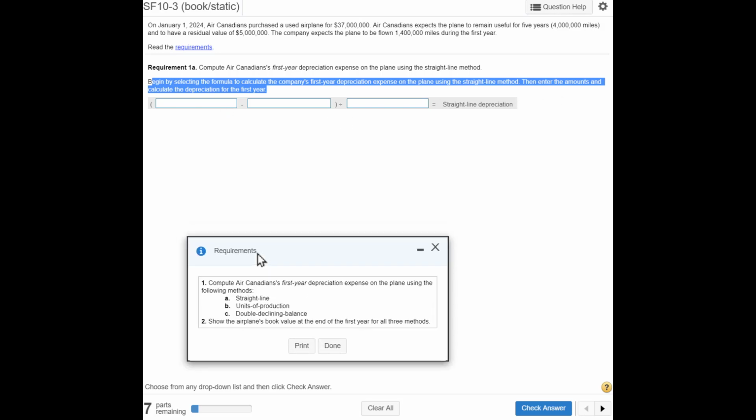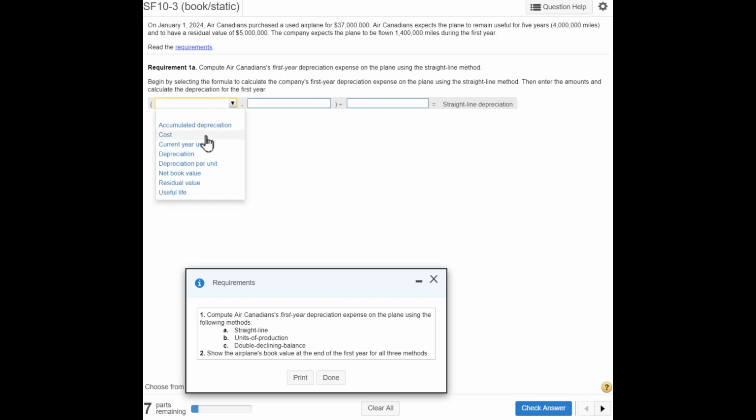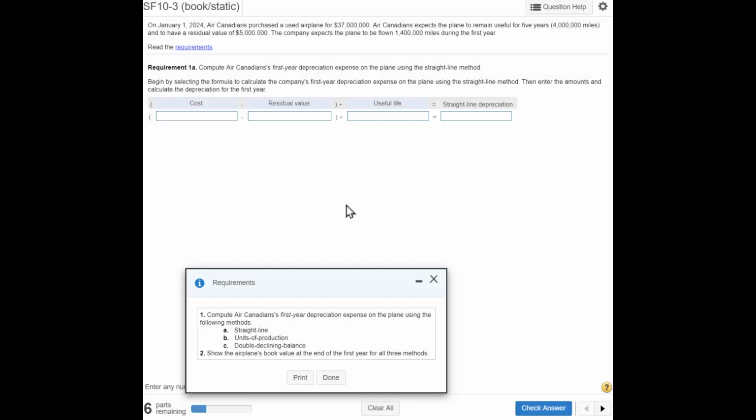Our first task is to enter the formula in words. Do you remember what the straight line depreciation formula is? It's cost minus residual value, some books call that salvage value, divided by the useful life in years. So we need to plug in the cost. The cost was 37 million up here, 37 with 6 zeros. Residual value, 5 million, so that's a 5 with 6 zeros, or you can enter the commas. The useful life is 5 years.